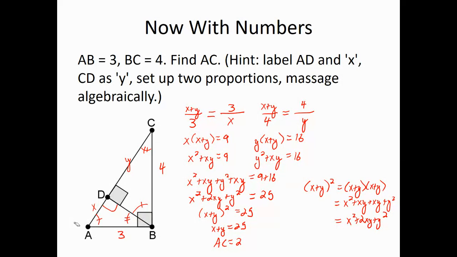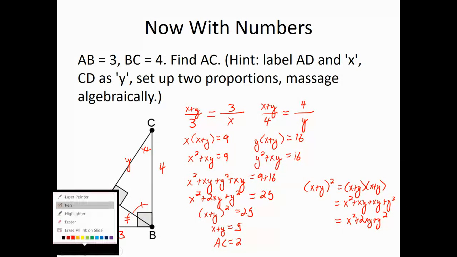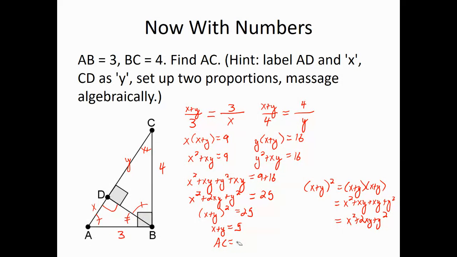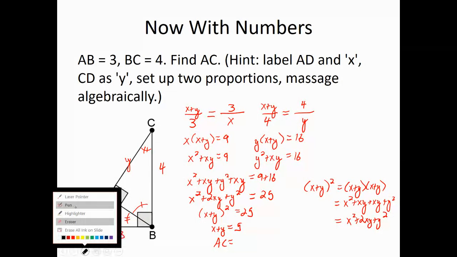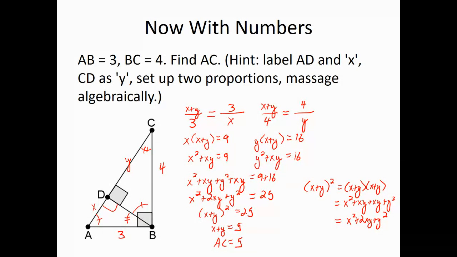I should have taken the square root of both sides. So I should have taken the square root of 25, which will result in 5. And that means that AC, since it is the sum of x and y, is 5. So there we go. We solved this particular problem by the use of self-similarity. And hint, hint, this kind of procedure is exactly what we'll use later on to prove the Pythagorean theorem.